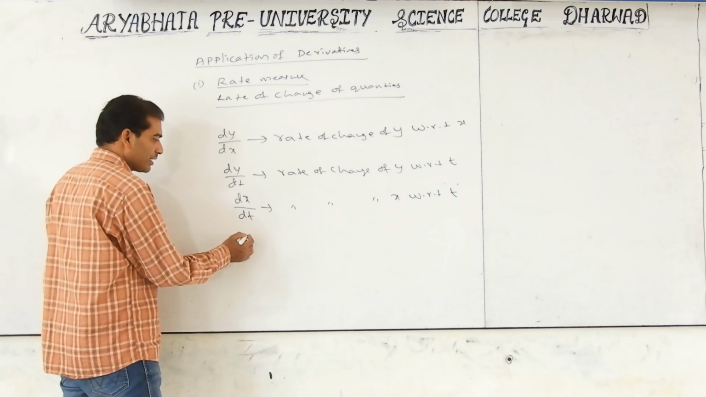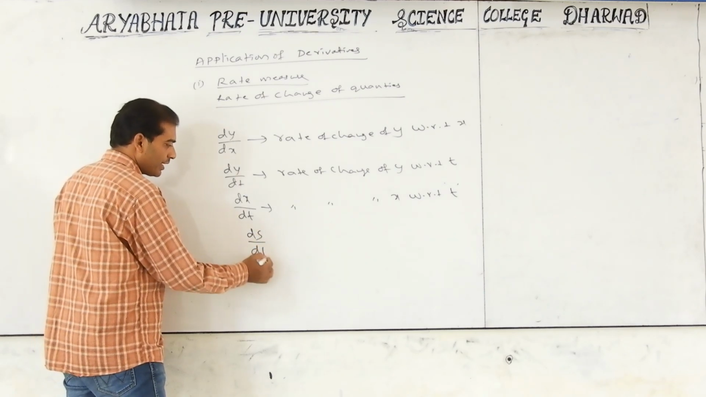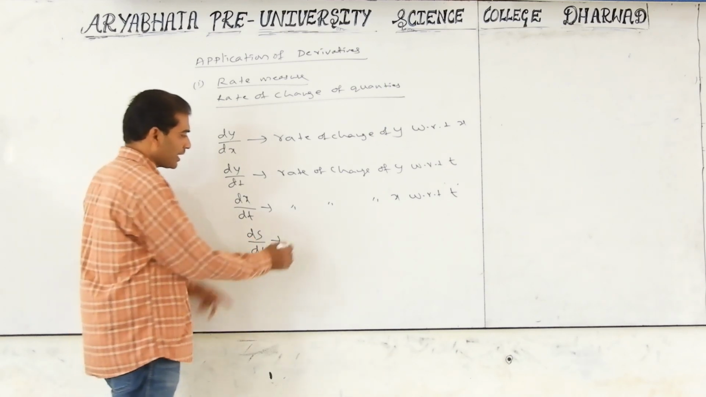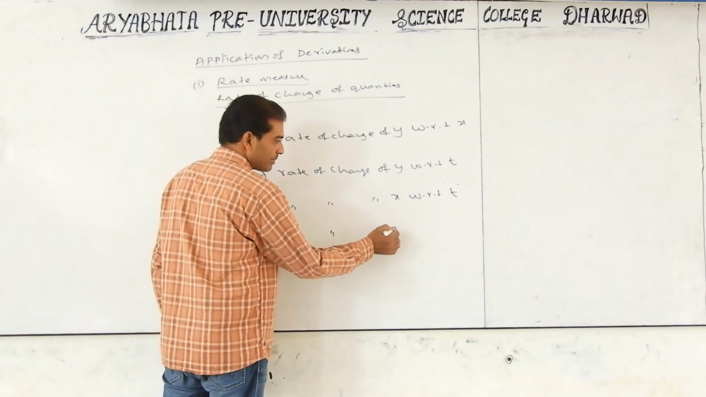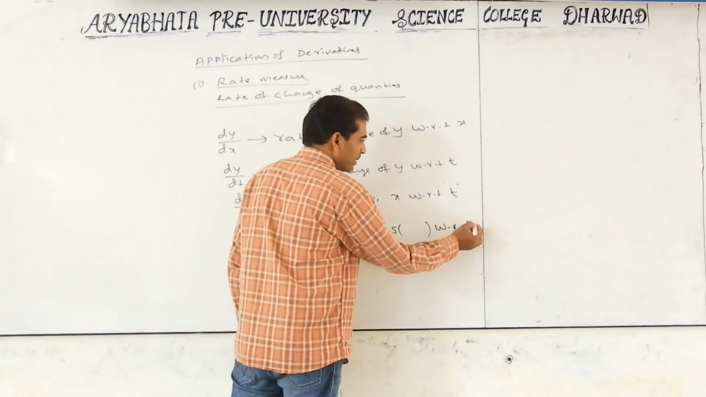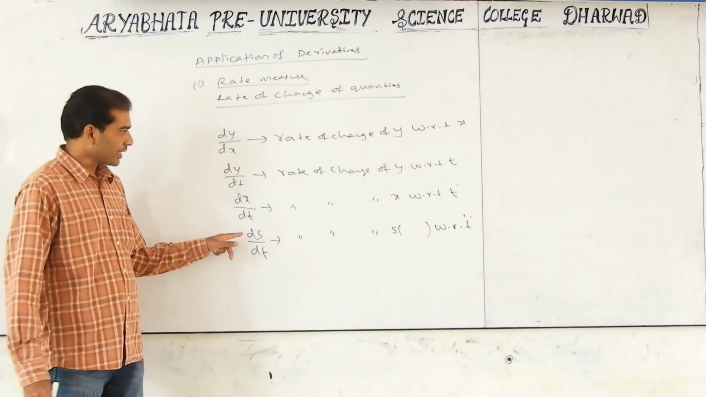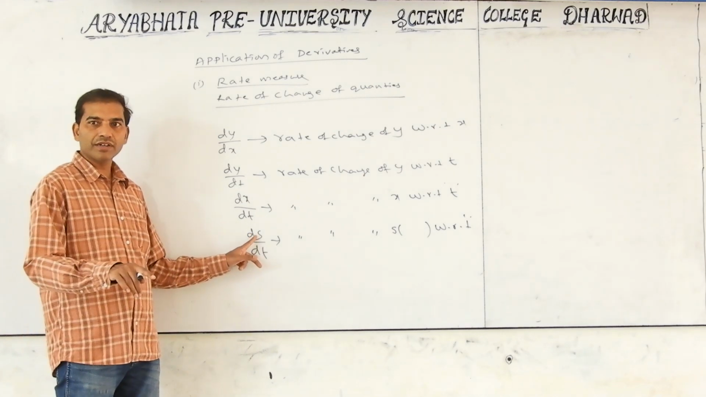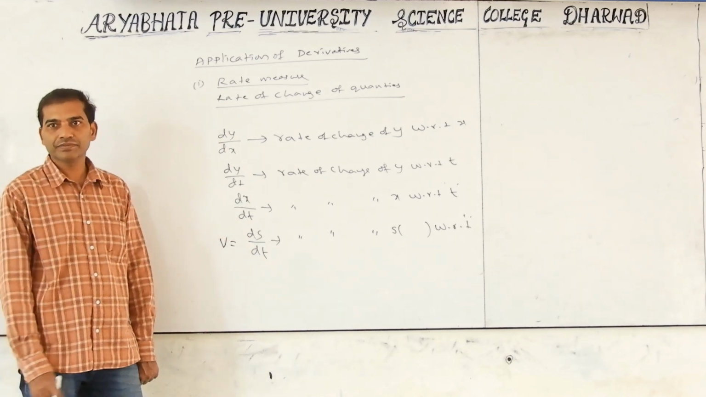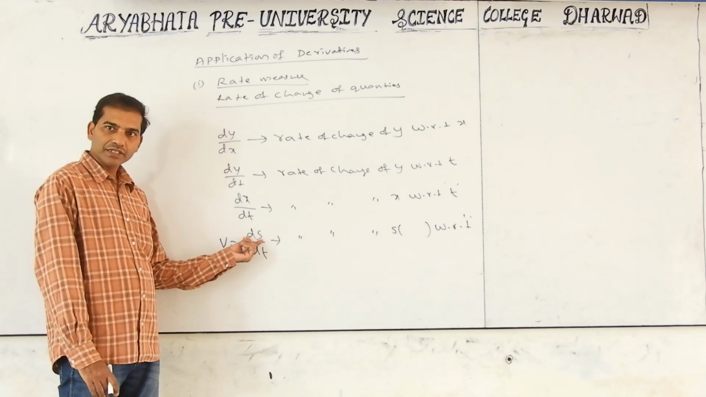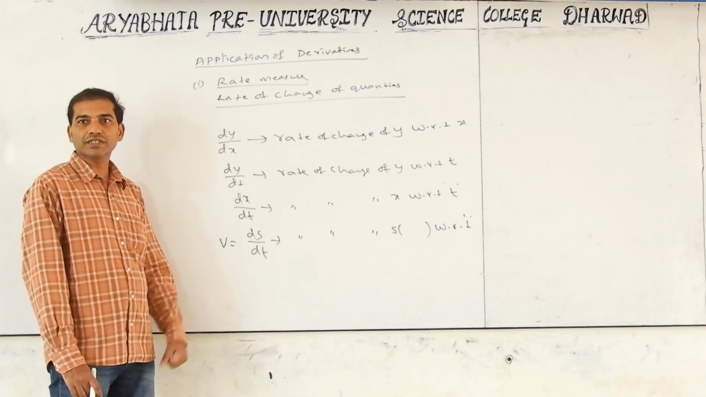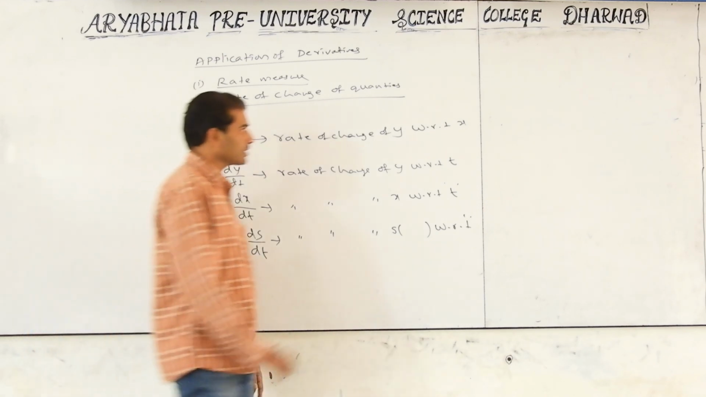Similarly, ds by dt, where s is the displacement. The rate of change of s, meaning displacement or distance, with respect to time. Are you following? The rate of change of displacement is called velocity. So v equals ds by dt. The ratio of change in displacement to change in time is called velocity. Understood?